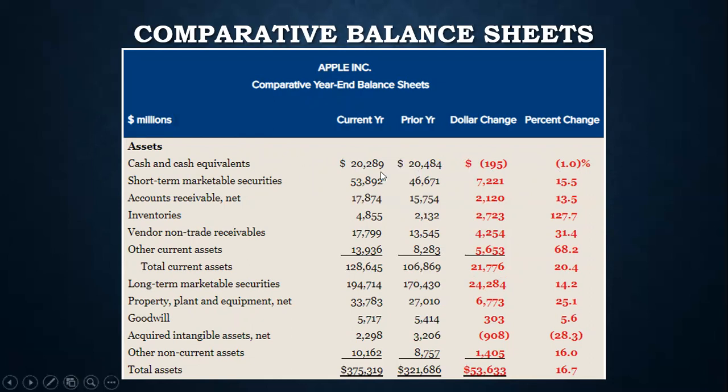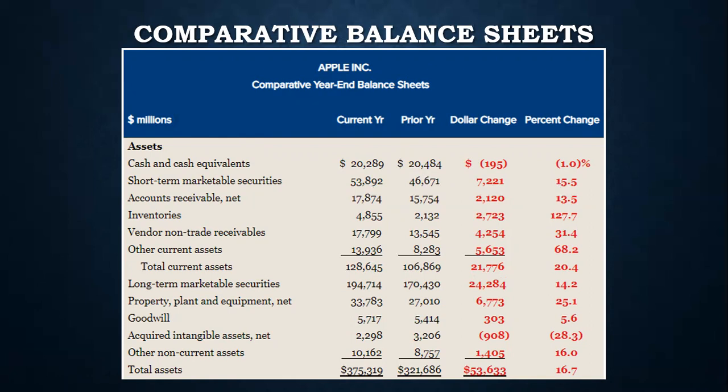But you want to go through and do that to each line. The current year minus the prior year gives us our dollar change. We're using that same formula we did first. Then when we divide it by the prior year, that gives us the percent change. When you come through here and compare it, what you're probably going to be looking for is either a large dollar change and or a large percent change.